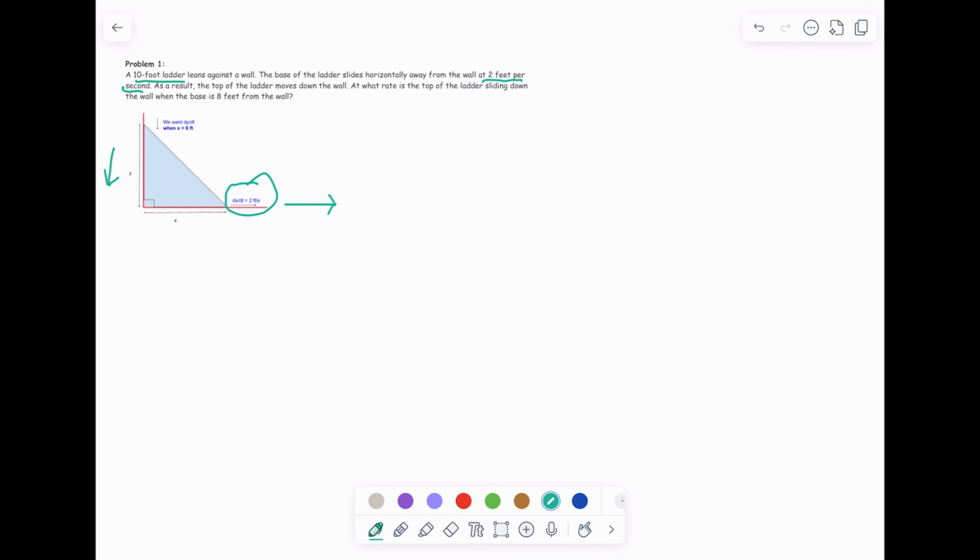At what rate is the top of the ladder sliding down the wall when the base is 8 feet from the wall? And this 8 feet here, that is our x.